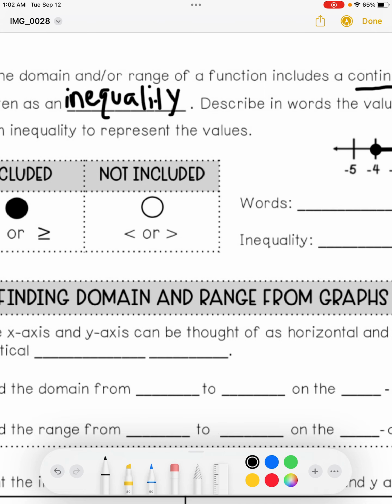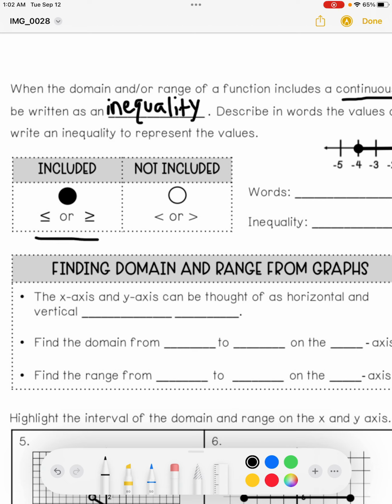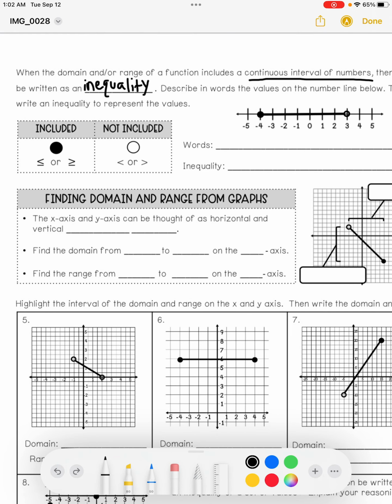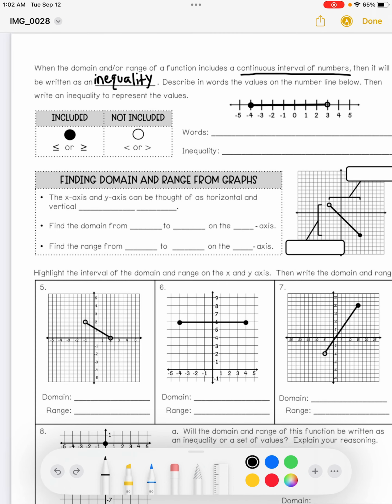Okay, and inequalities are just these symbols down here, right? Greater than or less than, little alligators. All right, so that's how we're going to write our answers today. But how are we going to do that? Well, let's practice with just a number line. So it says describe in words the values on the number line below, and then we'll try to put it in an inequality just to help us, okay?